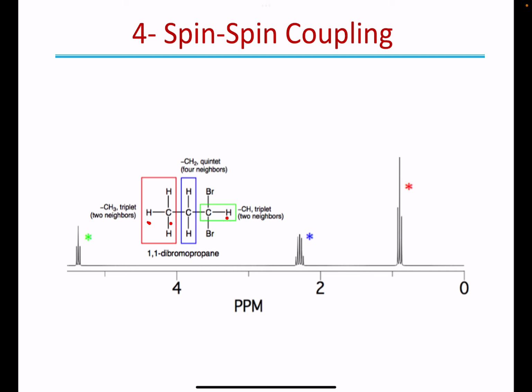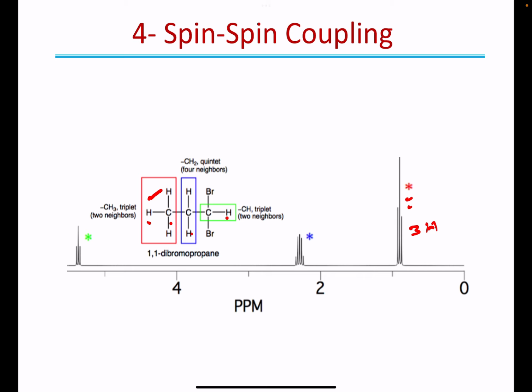Now for the splitting, looking at the CH3, this is the most shielded one. So this is going to be the one on the right hand side of the spectrum. And of course, the integration is three protons. And for the splitting, there are two protons on the adjacent carbon. So that will give us a triplet. So this is the signal that comes from the CH3, and this is three protons.